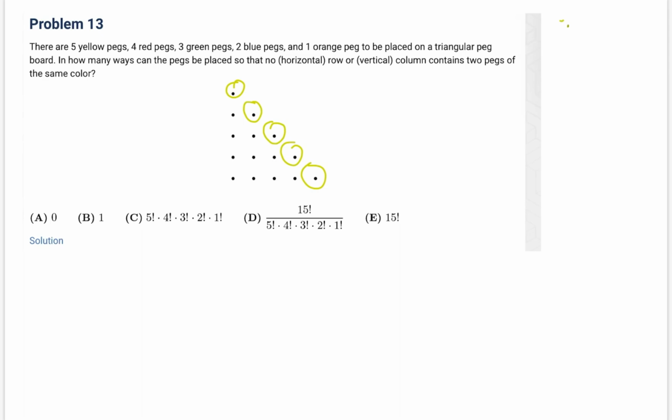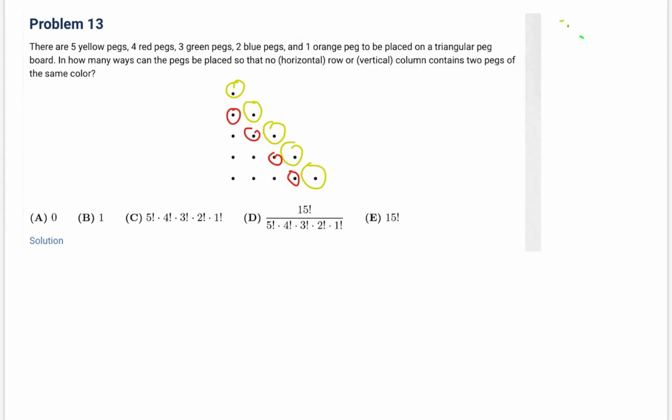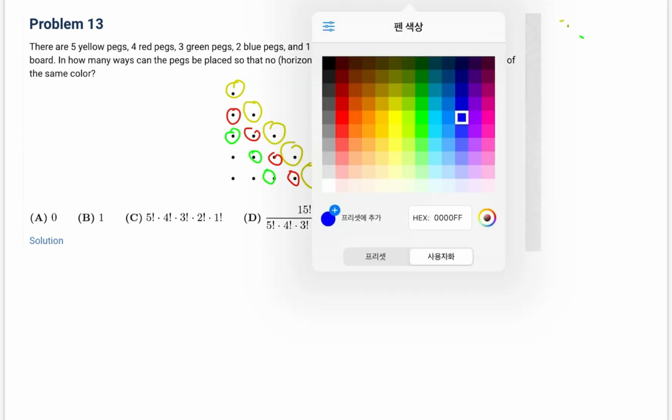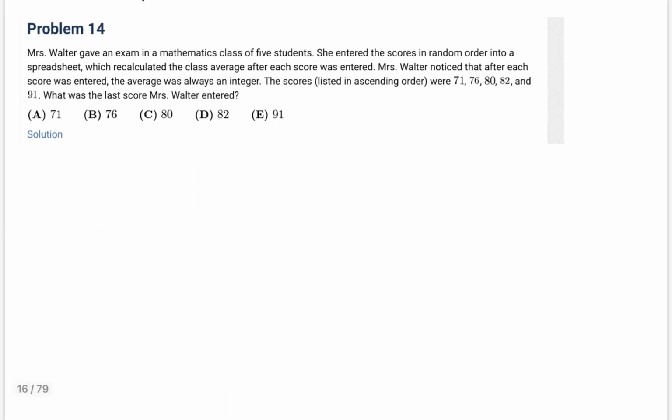That is the only way that these pegs can be placed so that no horizontal or vertical column contains two pegs of the same color. And then it's the same thing, but with a smaller area. So same thing for the 4 red pegs. The only possible answer is here, and the green pegs, same. The only possible answer is these 3, the blue pegs, there's only these two possible, and the orange peg, this one is also the only one possible. So there is only one way to make it like this. So the answer should be 1. It's B.